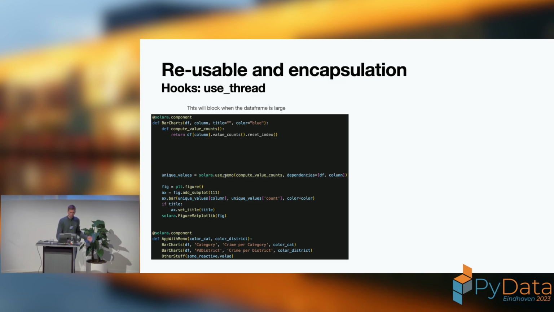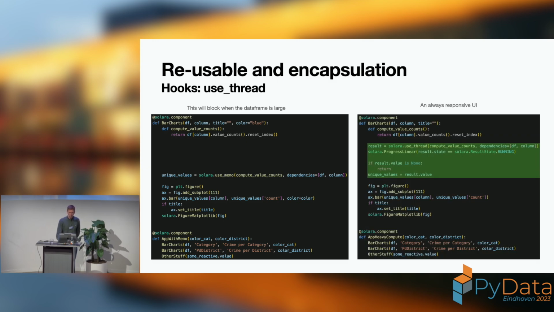There's another really popular hook in Solara, which is use_thread. And then again in green, showing you just the code that is changed here, where I say the same thing, like execute this function, but now in a thread, only when these arguments change. And you want to, of course, add a progress bar and not show the result if it's not there yet.